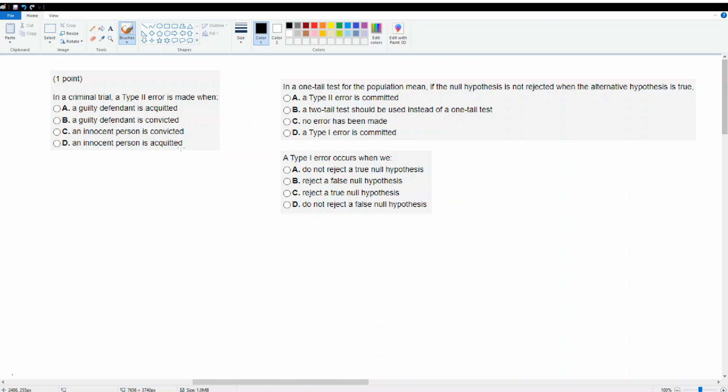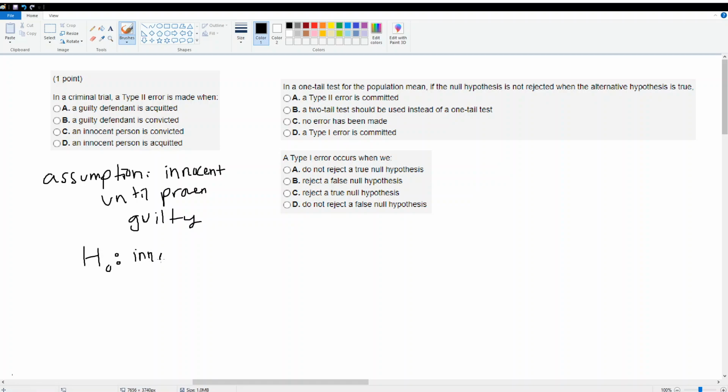When we put someone on trial, the assumption is innocent until proven guilty. So we can say our null hypothesis is innocent. And our alternative is guilty.